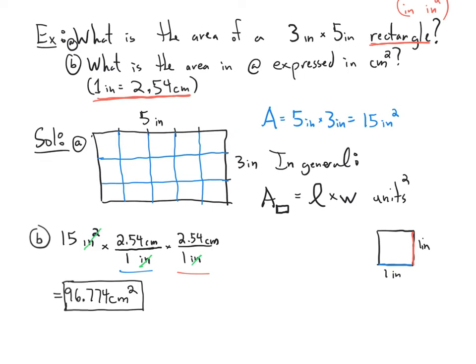So if instead of dividing our rectangle into square inches, we divided them into smaller units, in fact square centimeters, because 2.54 centimeters is 1 inch, if the squares were smaller and they were square centimeters, then it would take 96.774 of these square centimeters to fill in the same area as our rectangle here.